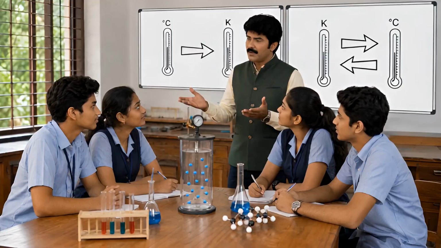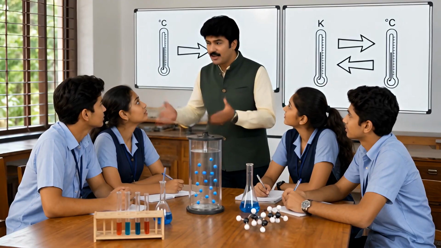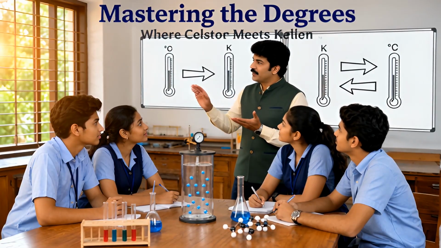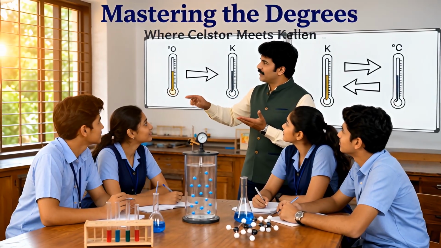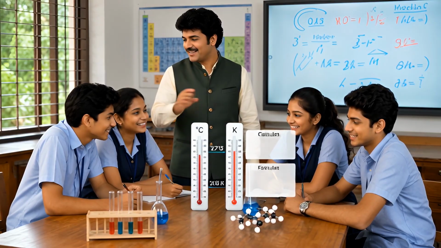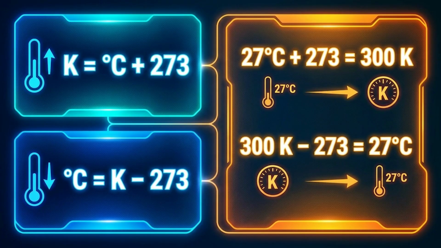To convert Celsius into Kelvin, what should we do? To convert Kelvin into Celsius, what should we do? Add 273 to Celsius to obtain Kelvin. Subtract 273 from Kelvin to obtain Celsius.